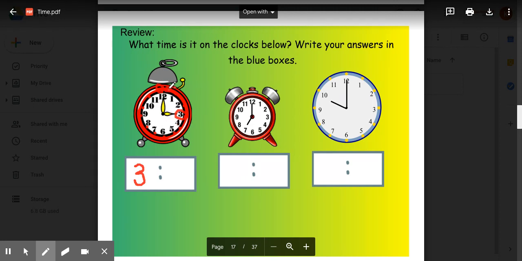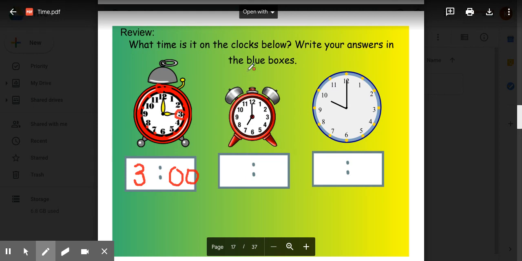Remember, when the minute hand is pointing to the top, we know it's o'clock. So this is 3 o'clock. All right, so your turn. I want you to write in your journal, what time does this analog clock show? And what time does this analog clock show? You can pause the video if you'd like to give you some time to work.